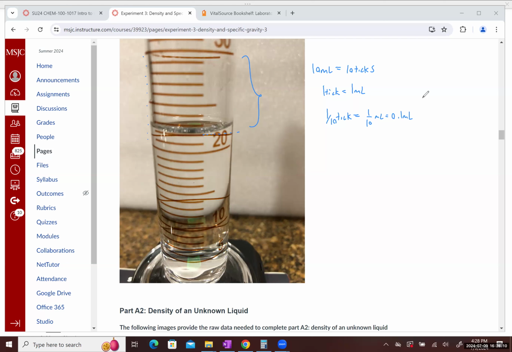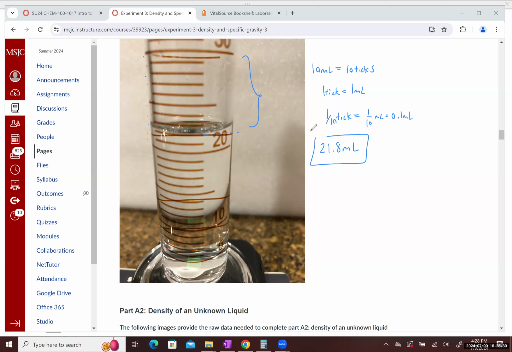You always have to go through this step before you take a measurement on a graduated device, because you need to figure out what each of these graduated marks are actually representing in terms of mass, volume, etc. So in this case, we're pretty close to the second mark. So I'd read this as 21.8 milliliters, 22.0, anything in that range would also be acceptable.